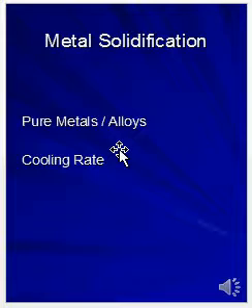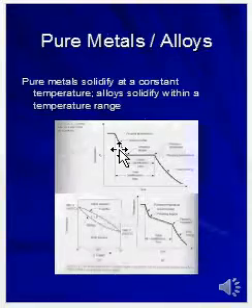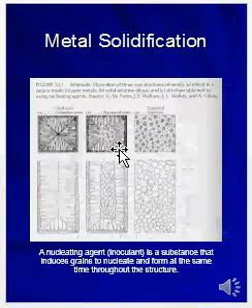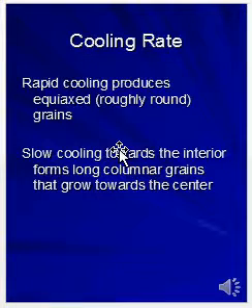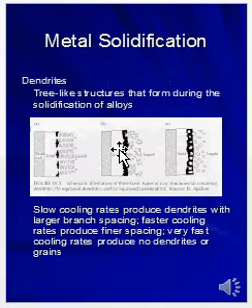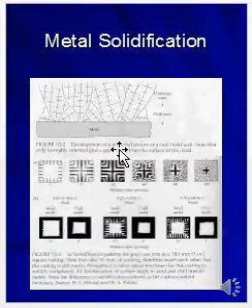Metal solidification: these are the two important elements: whether the casting material is a pure metal or an alloy, and the cooling rate. Cooling rate decides the crystal structure of the cast product. Rapid cooling produces equiaxed grains, and slow cooling towards the interior forms long columnar grains, and definitely they have an effect on the cast metal properties.